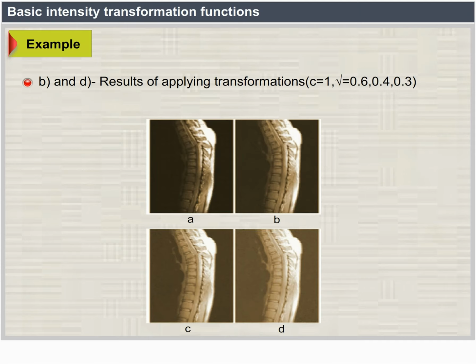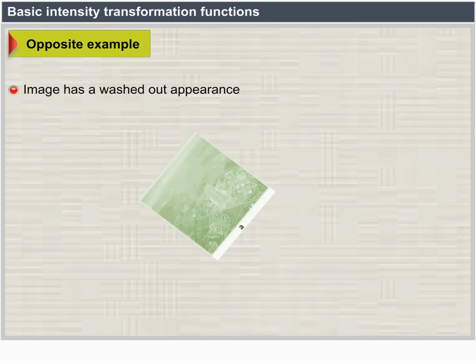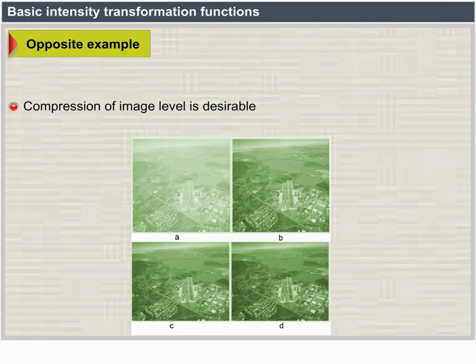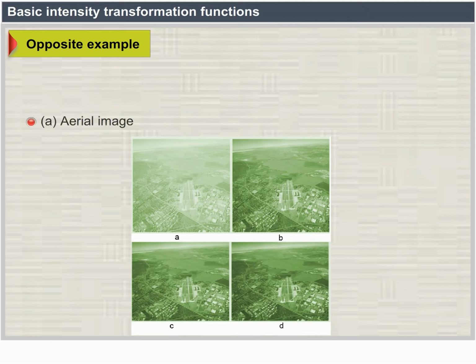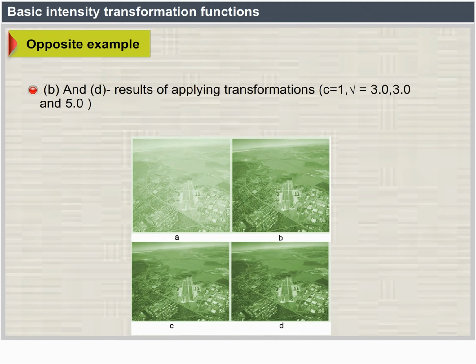Opposite example: the image has a washed-out appearance, so compression of intensity levels is desirable. Use values of gamma greater than 1. Aerial image and results of applying transformations with c equals 1 and gamma equals 3.0, 4.0 and 5.0.